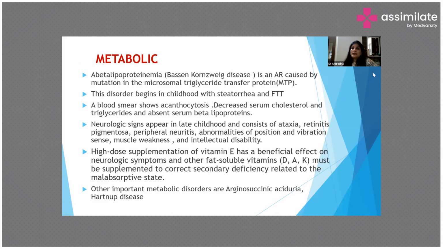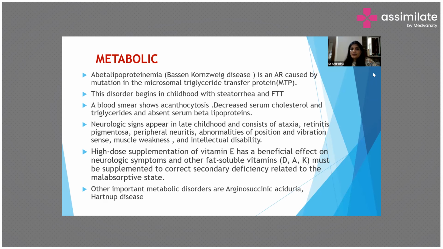Some metabolic causes are deficiency disorders, like fat-soluble vitamin deficiency, especially seen in abetalipoproteinemia. It is an autosomal recessive metabolic disorder caused by mutation in the microsomal triglyceride transfer protein, the MTP protein. Now, how do the children present? They present with chronic diarrhea, steatorrhea, and failure to thrive.